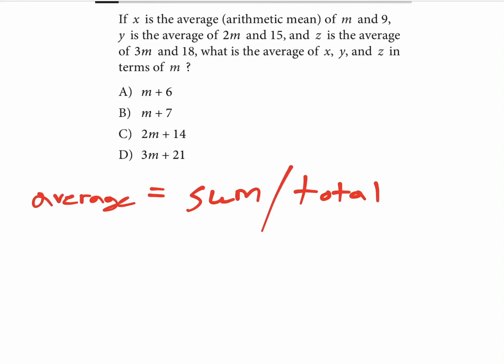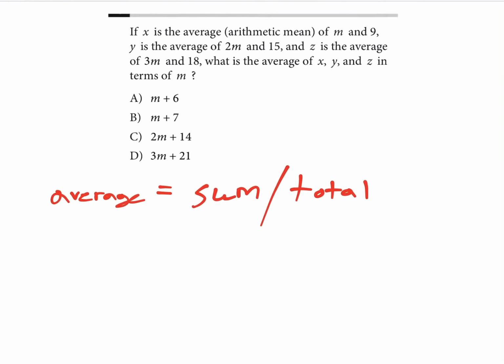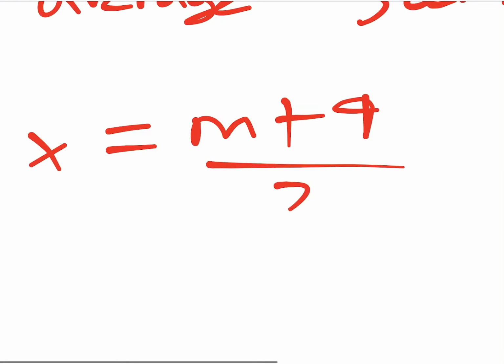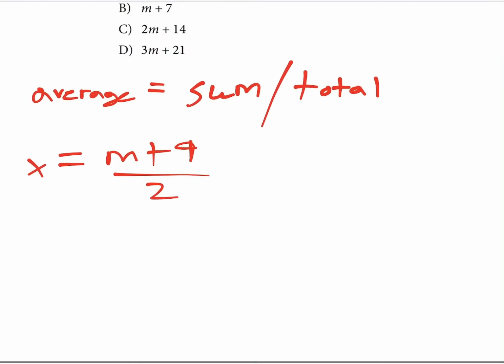So I wrote below a common formula that you've probably known, which is the average is equal to the sum divided by total. Essentially, if I want to figure out the average of a list, I need to add up all of the items and then divide by the total number of items that I have. So here it says x is the average of m and 9, the arithmetic mean, which means that x is equal to m plus 9 over 2, right? We want to sum them up and then divide by our total amount of items, which is just two total items, m and 9, which we've added up.